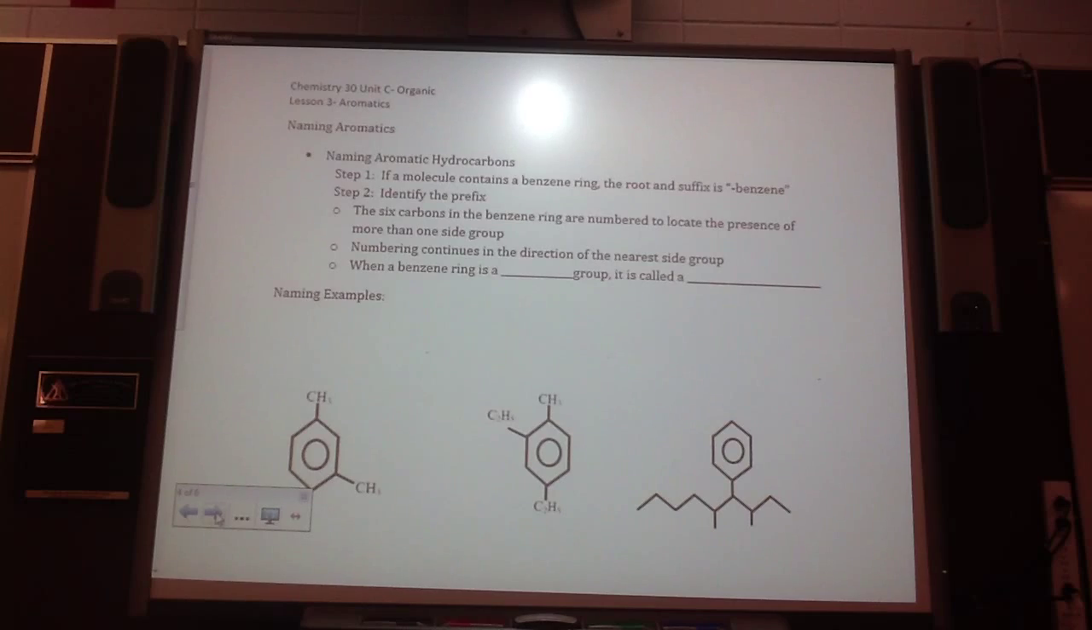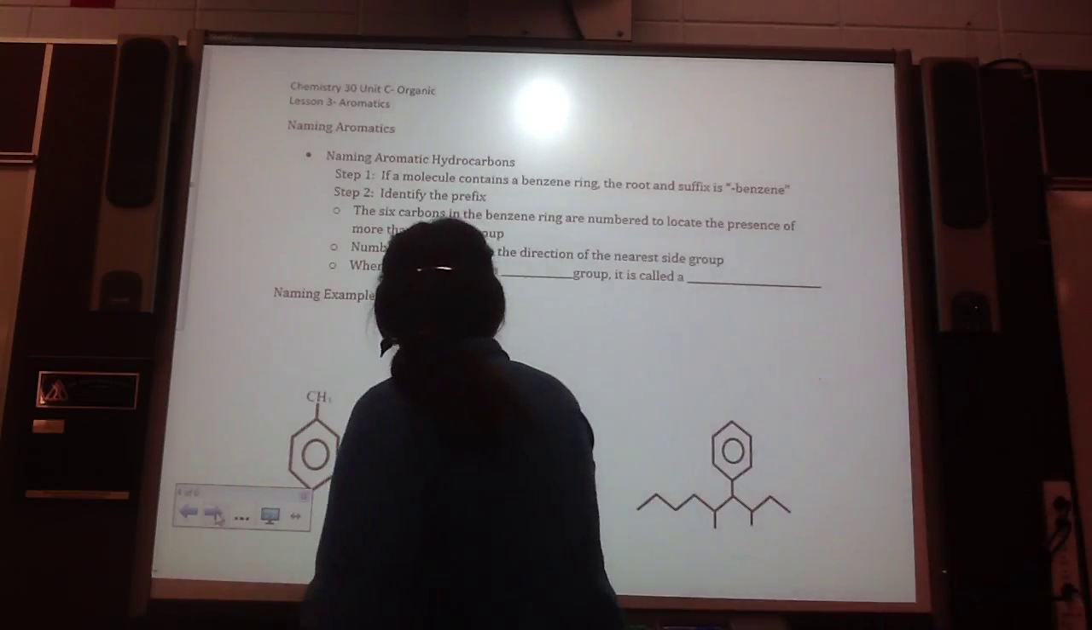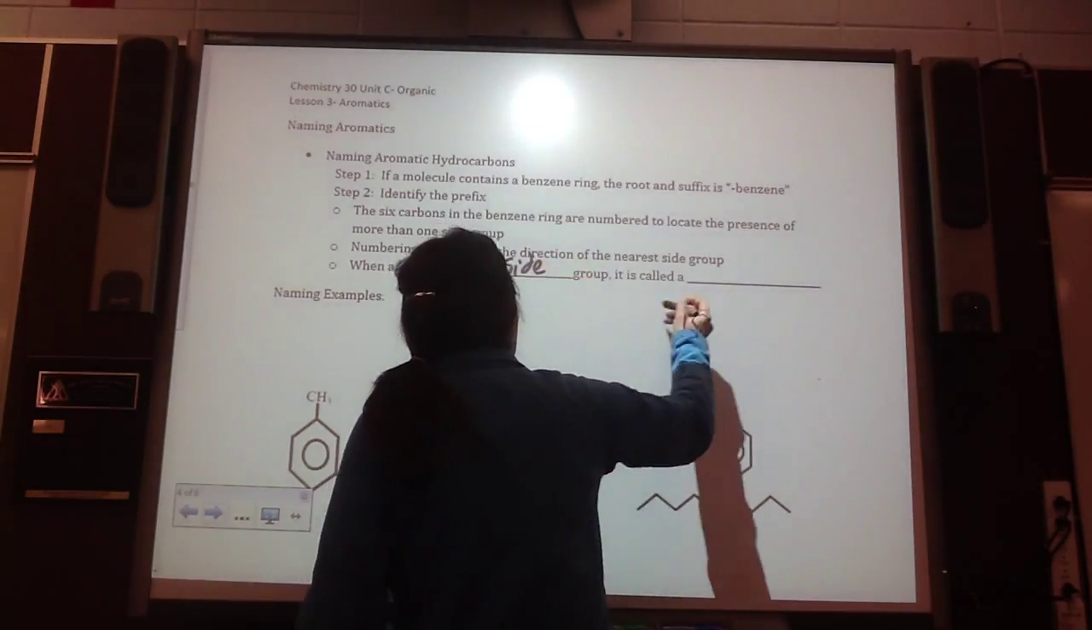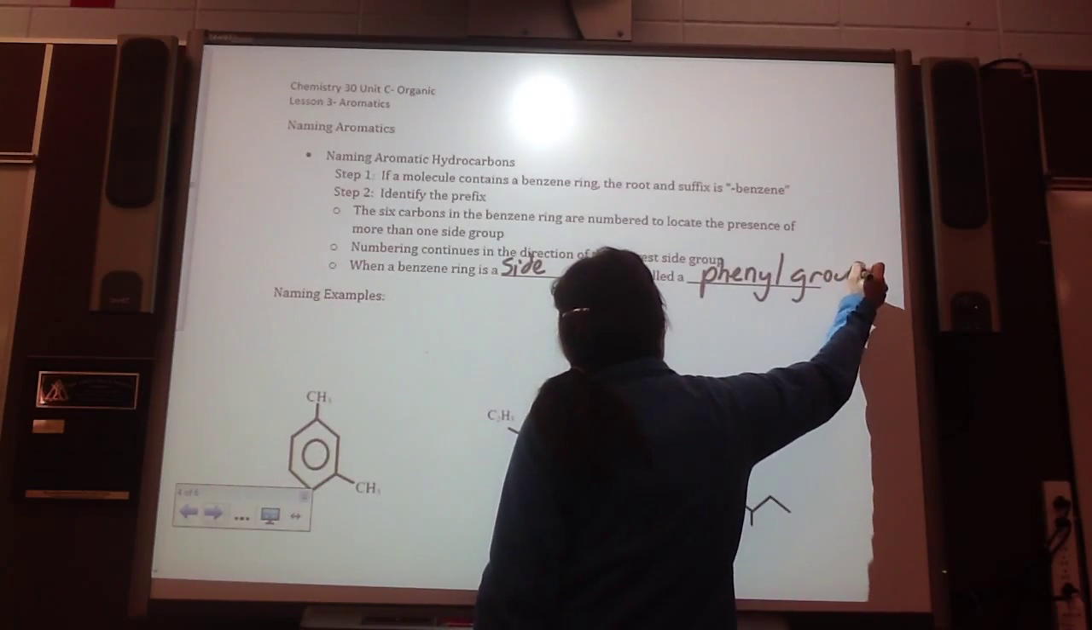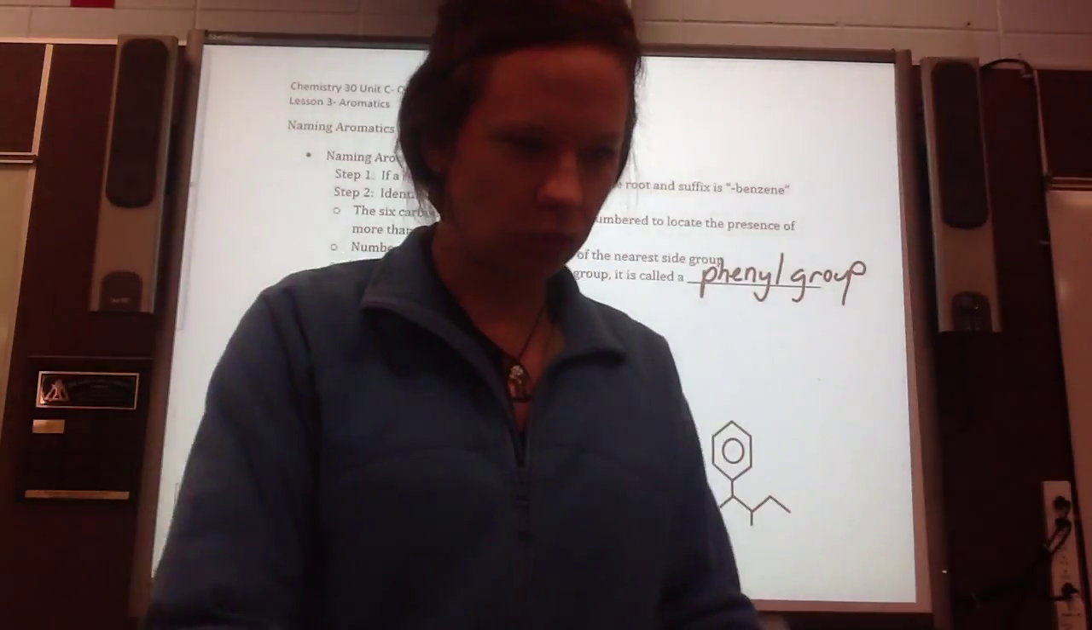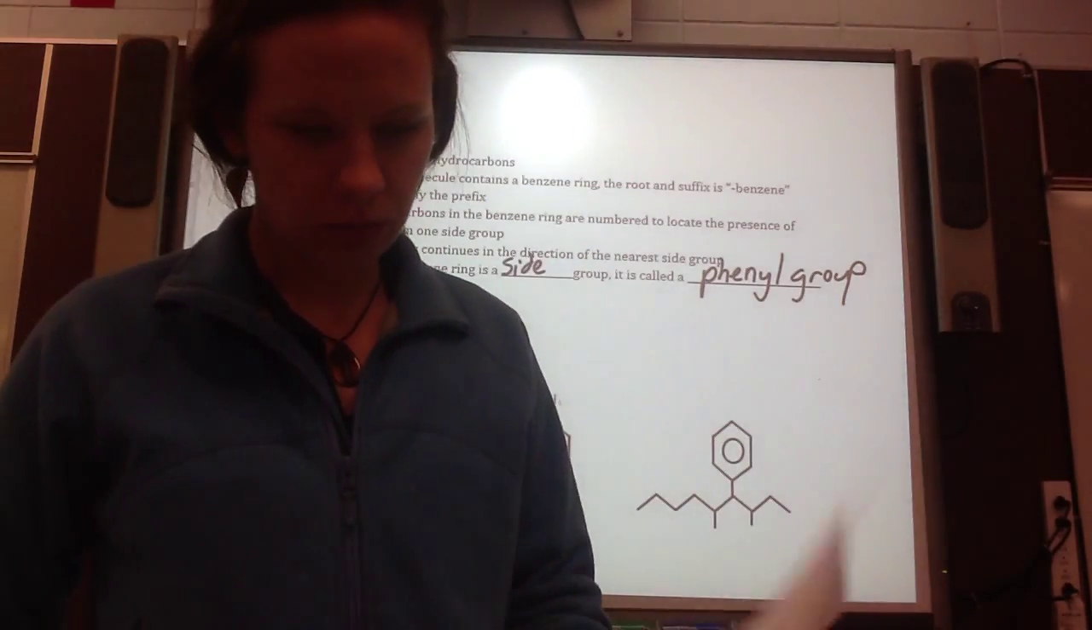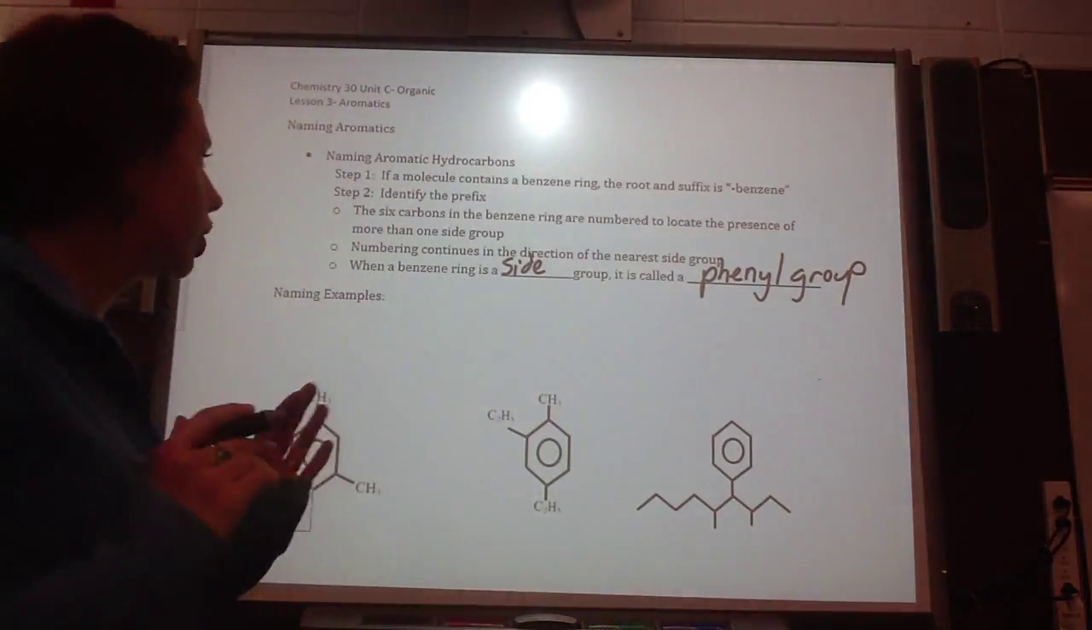So step 1, if a molecule contains a benzene ring, the root in the suffix is just benzene. Identify the prefix. The 6 carbons in the benzene ring are numbered to locate the presence of more than one side group. Numbering continues in the direction of the nearest side group, so you want the smallest numbers possible. When a benzene is a side group, it is called a phenyl group.